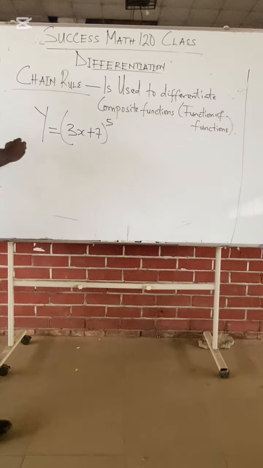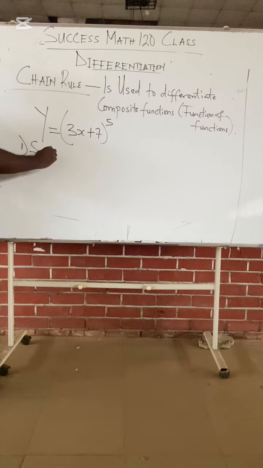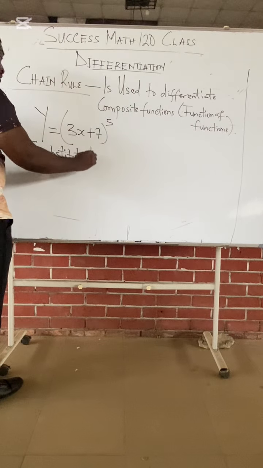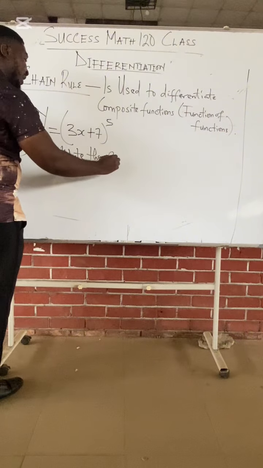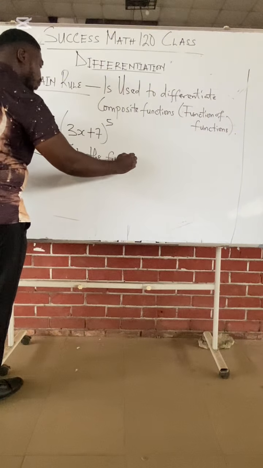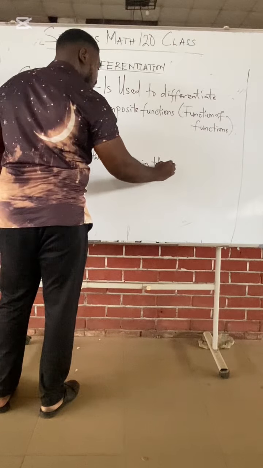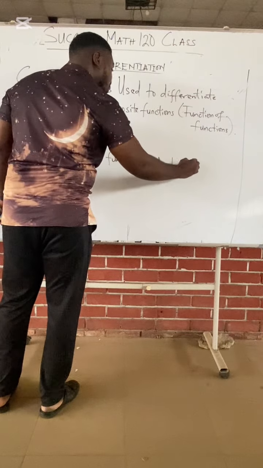How to differentiate by chain rule. Step 1: substitute the function in the bracket with u. Substitute the function in the bracket with what? u.